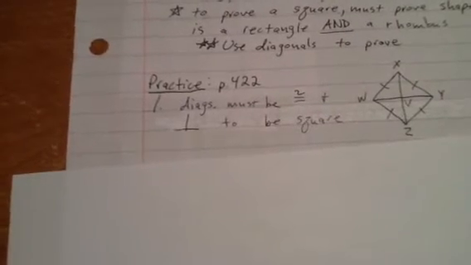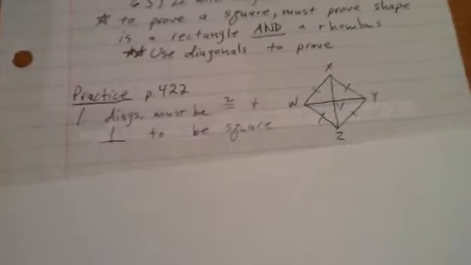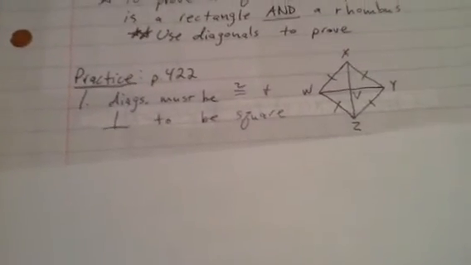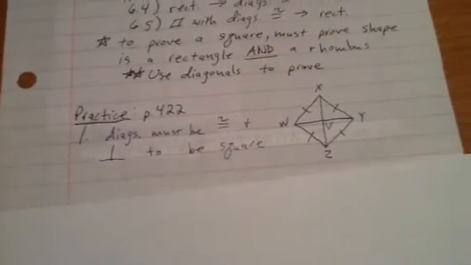The next kind of problem you're going to come across in your homework says, determine if the conclusion is valid. If not, tell what additional information is needed to make it valid. So they're going to ask, is this shape a rectangle? Is this shape a rhombus? Why or why not? Is their case valid?